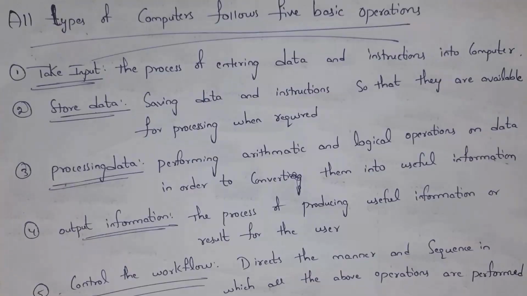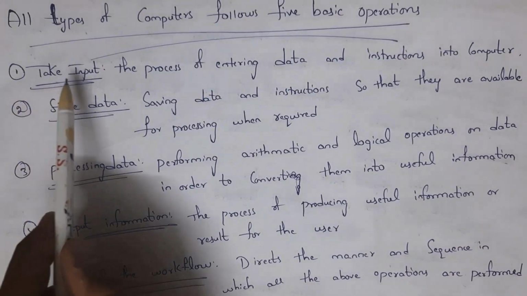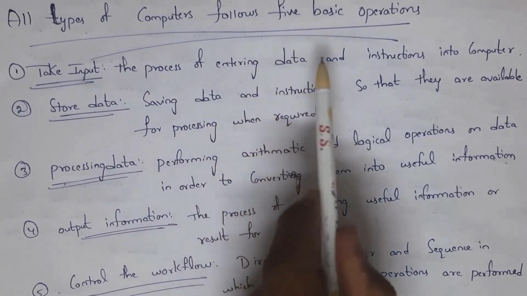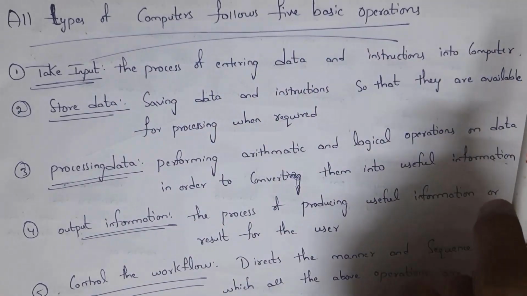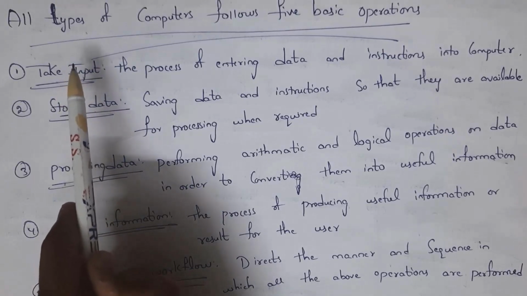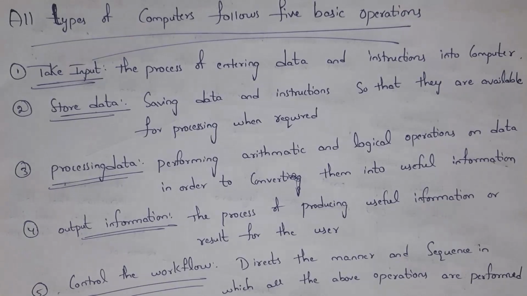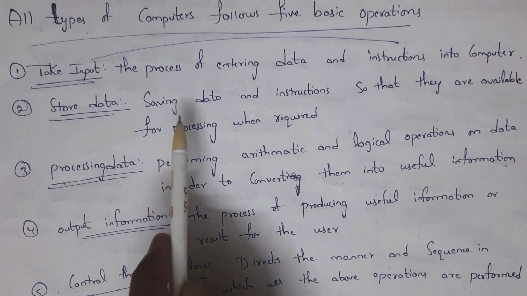Each and every computer follows 5 basic operations. First one is take input. It is the process of entering data and instructions into computer. I already said before, computer takes input by using input devices like keyboard. And next one is store data. Whatever data that we enter, this data is stored in our computer so that we can access the data when required. And this data is stored either in RAM or hard disk.